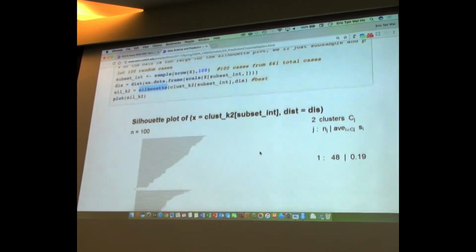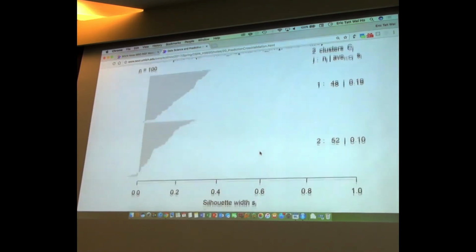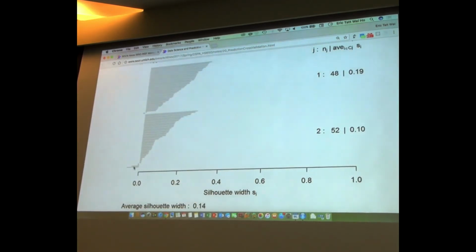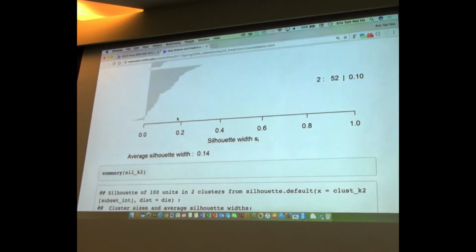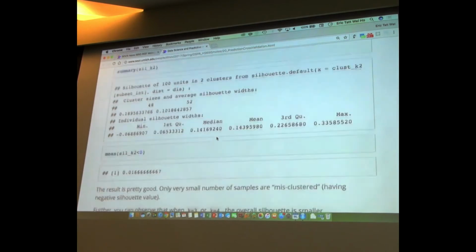Now the silhouette value is a reflection of how good the classification is. There is 1, 2, 3, 4. Four of the cases in the second class appear to be misclassified, and one of the cases in the first is misclassified. The other ones are pretty okay. The average silhouette for both of the clusters, however, is not too good. Typically, an average silhouette of less than 0.2 is considered marginal, not too good.